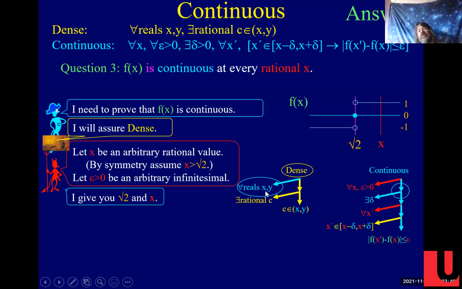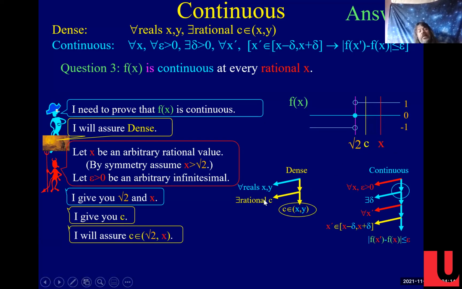We have to give her 2 numbers. And what numbers do we have? Well, we only have 2 numbers, right? We have the square root of 2, which is conveniently a real number. And we have x, which is irrational, so it's also real. So we give her these 2 numbers. And what does she give us? She gives us some number in the middle, there it is. And she assures us that it's in the middle.